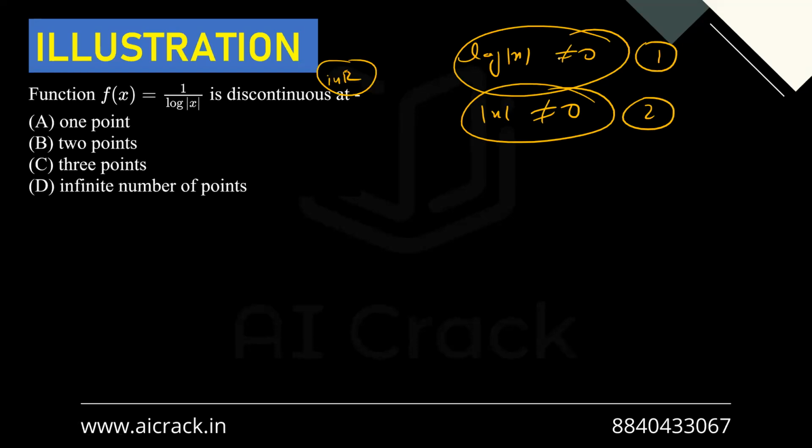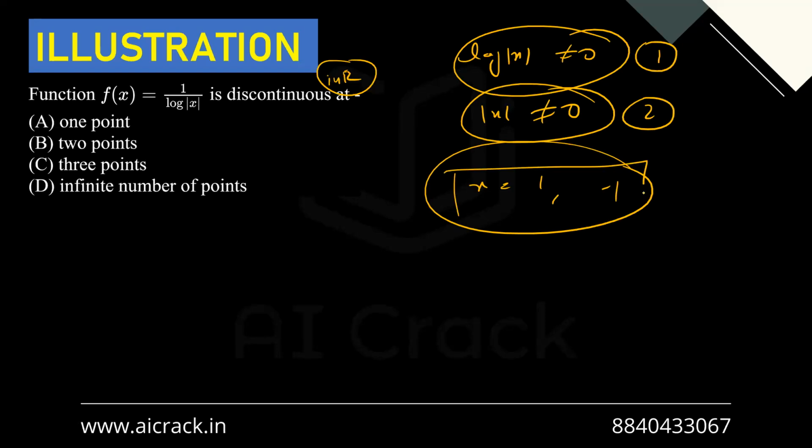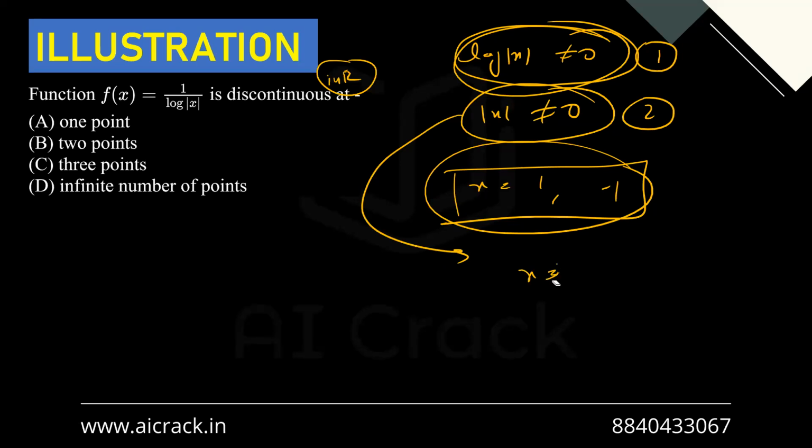So for the first condition, x can be 1 or minus 1, right? Because for 1 and minus 1, modulus x would take 1 only, and that would make this log as 0. So these are the 2 points based on which this condition is being satisfied, and for this condition x not equal to 0 simply, right? So we have 2 points from here and 1 point from here: 1, -1 and 0. So we have 3 points over here.